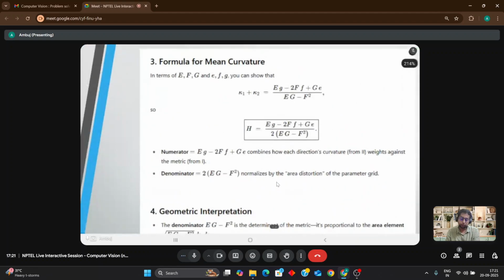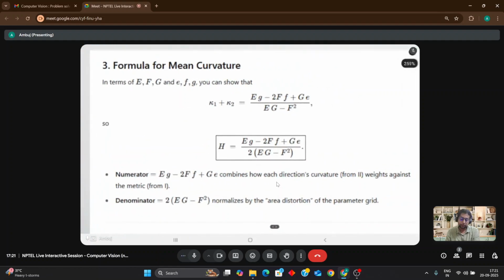So the formula for mean curvature is in terms of E, F, G or small e, f, g. You can show that K1 plus K2 is (E g minus 2 F f plus G e) over (E G minus F square). And H is given by (E g minus 2 F f plus G e) over 2 (E G minus F square). The numerator denotes how the directional curvature varies against the metric. And the denominator normalizes the area distortion of the parametrization.